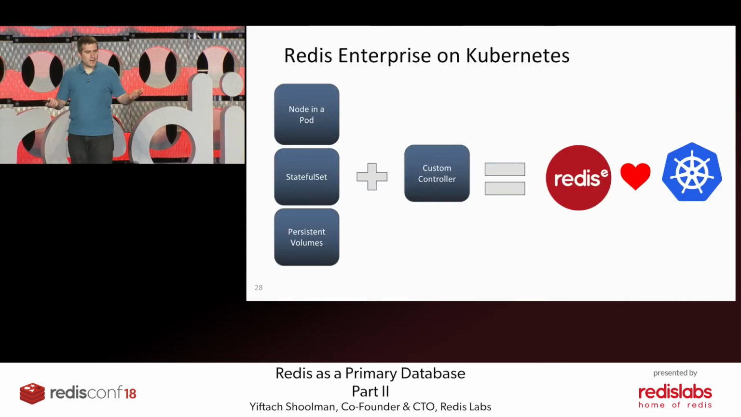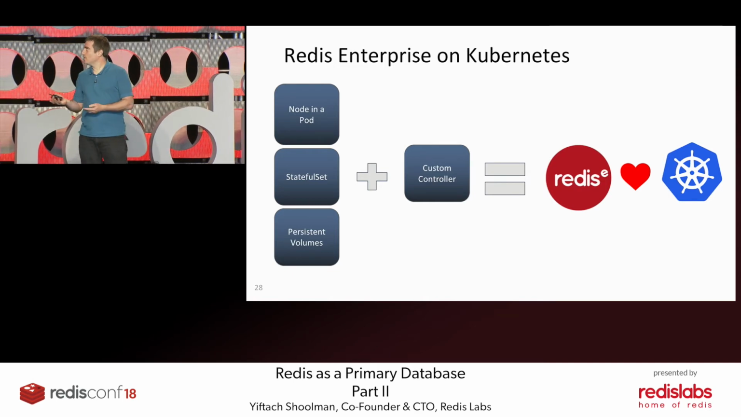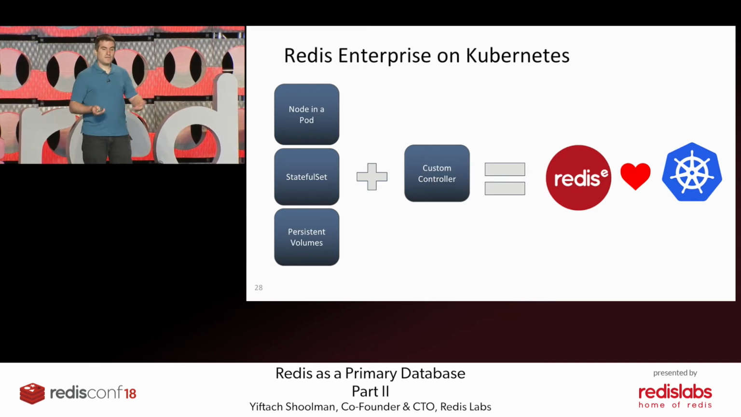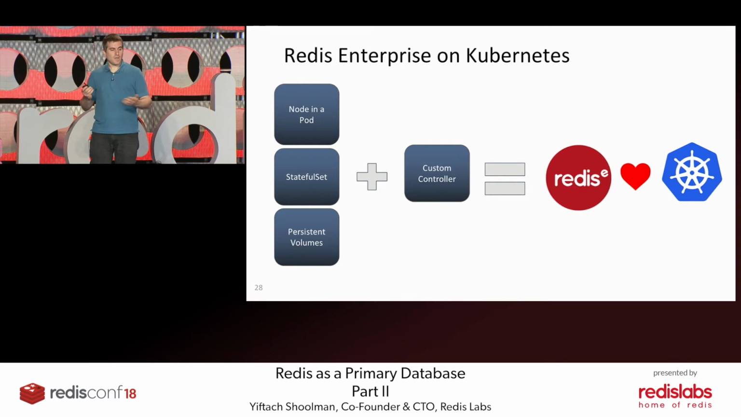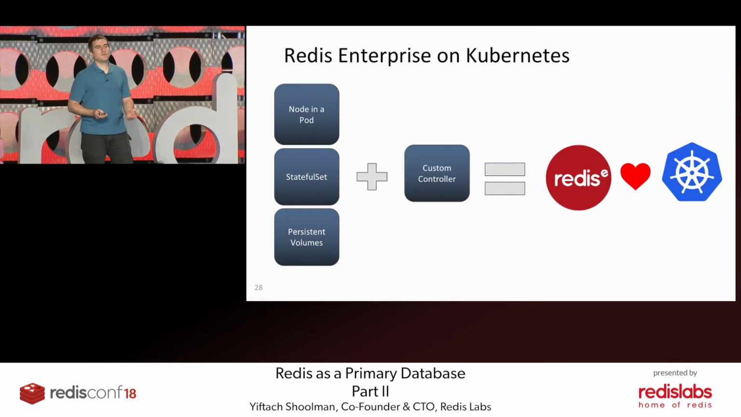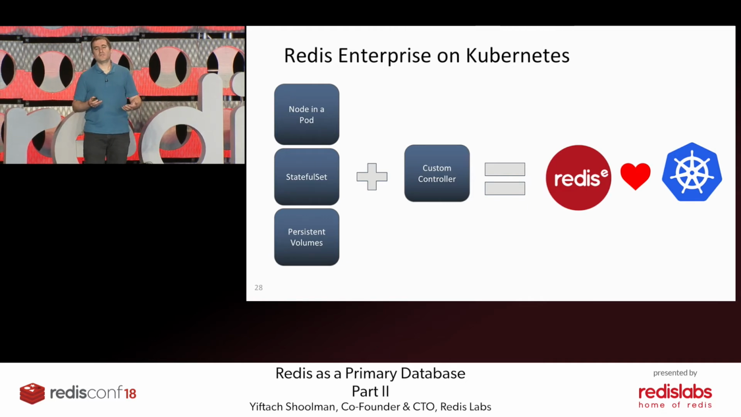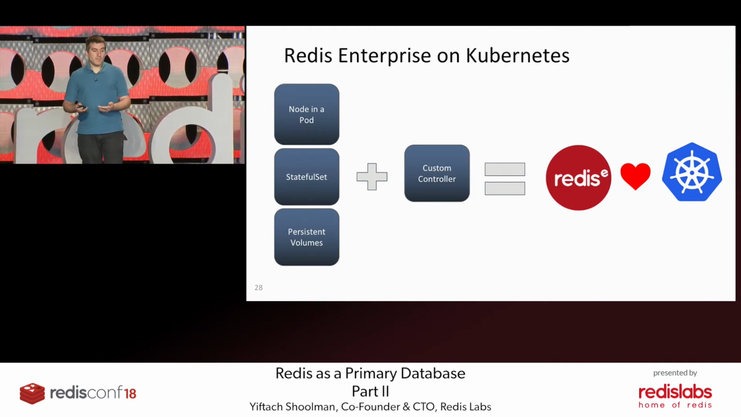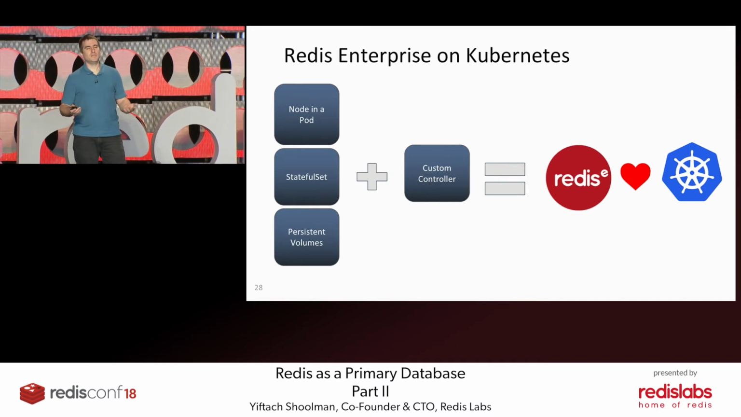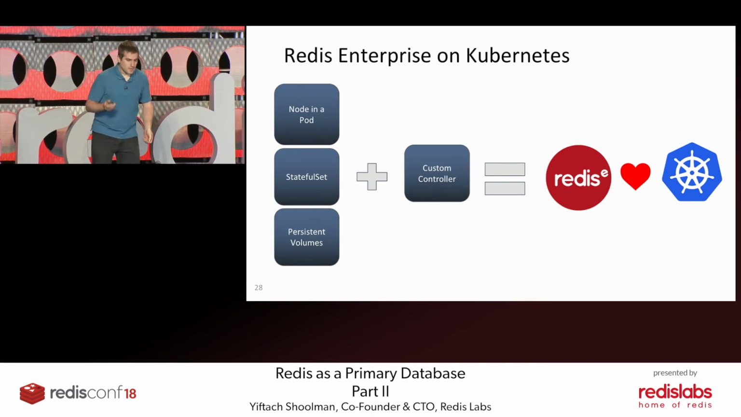To recap, so that's the Redis Enterprise on Kubernetes. That's what we use. We have the node in a pod, which I just showed you. We utilize stateful sets, which are the Kubernetes deployment type, which is native for stateful applications. Persistent volumes in order to maintain the Redis backups and to save some of the cluster state, plus a custom controller to handle some of the integration points between the two different orchestration layers.